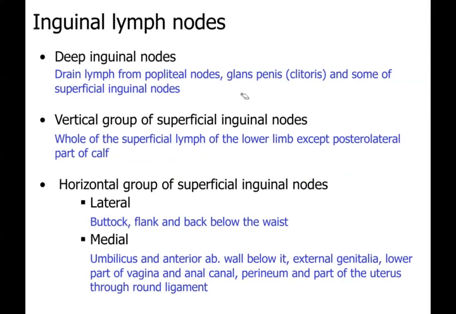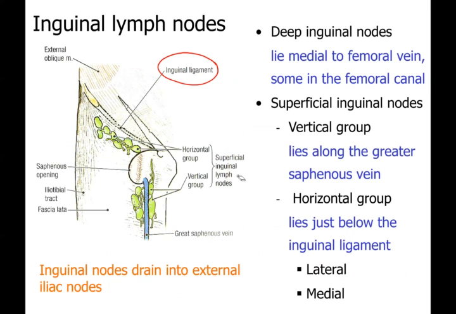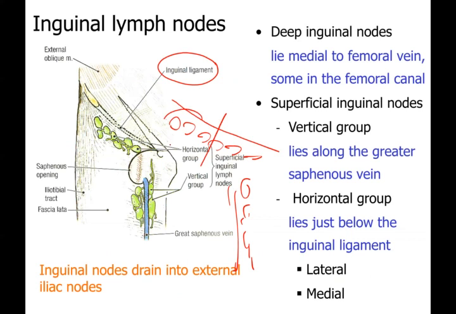Now the two groups of lymph nodes we mentioned, the superficial group and the deep group. The horizontal part of the superficial group lies immediately below the inguinal ligament, and the vertical group lies in relation to the great saphenous vein here. And the horizontal part of the superficial group can be divided into a lateral group and a medial group.